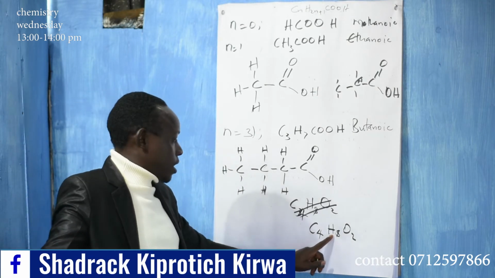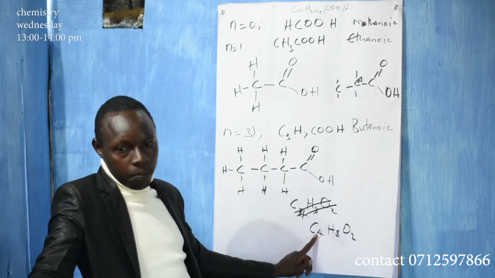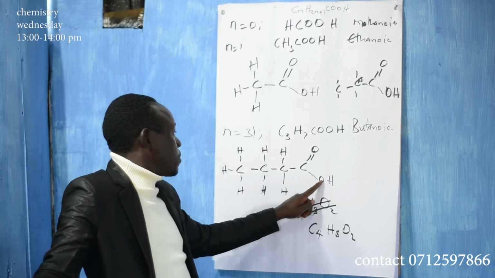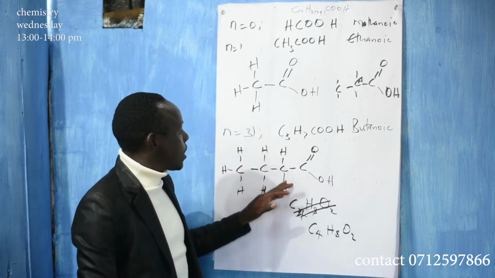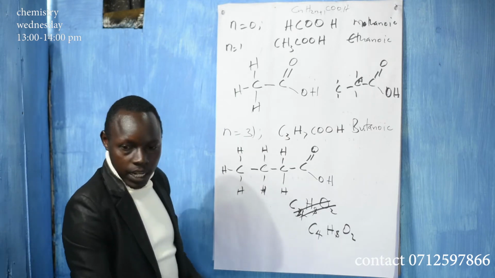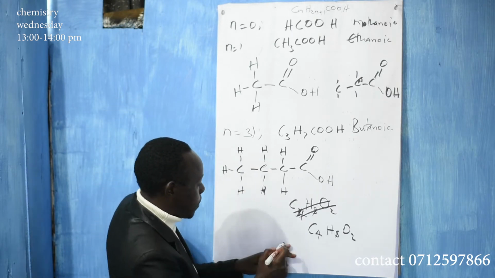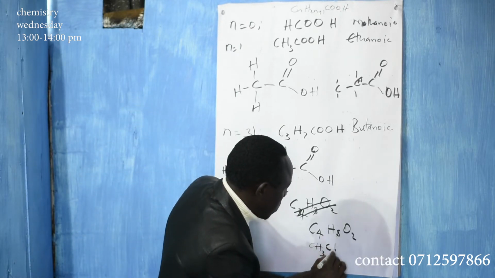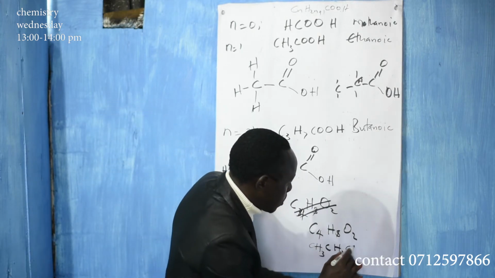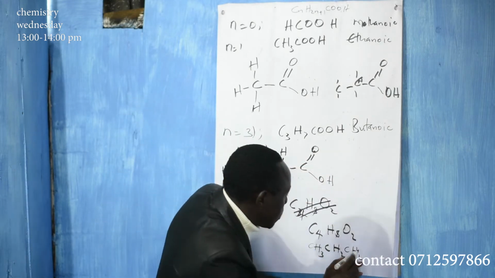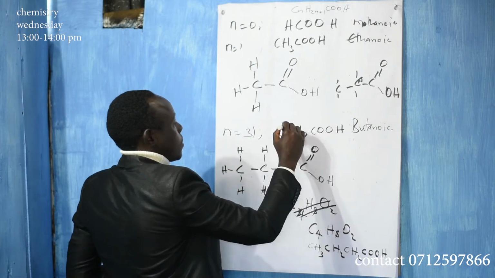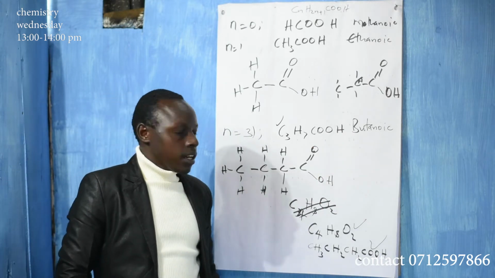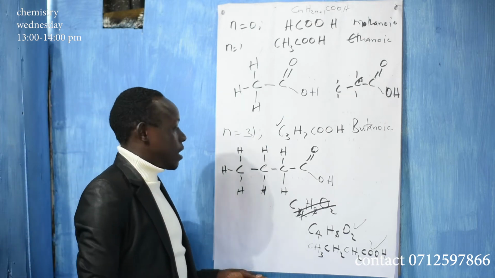This is the molecular formula. So you have 1, 2, 3, 4, C4. Hydrogens: 1, 2, 3, 4, 5, 6, 7, 8. So you have 8 hydrogens, and then you have 2 oxygens. So that is another way. You can write it as this, or this, or even, you see, this is CH3, CH2, another CH2, CH2, and then you have COOH. So this and this represent the same thing, that is butanoic acid. So those are different forms in which you can write that.